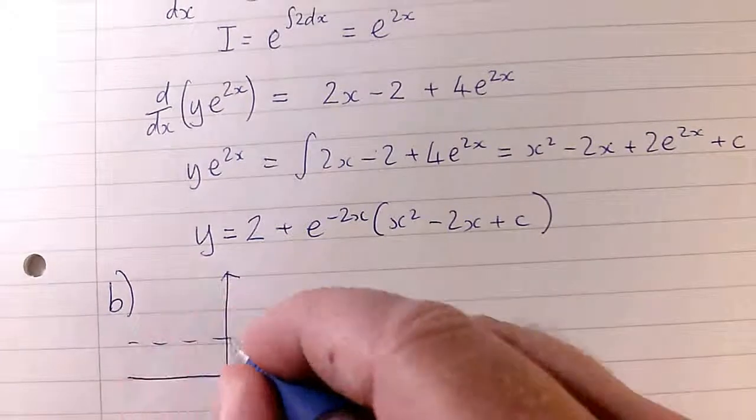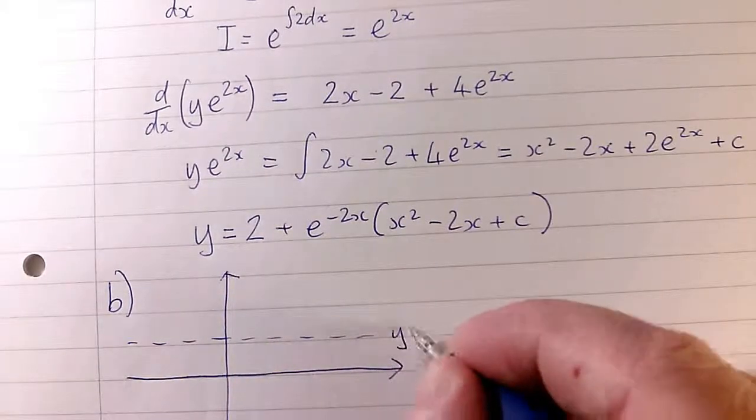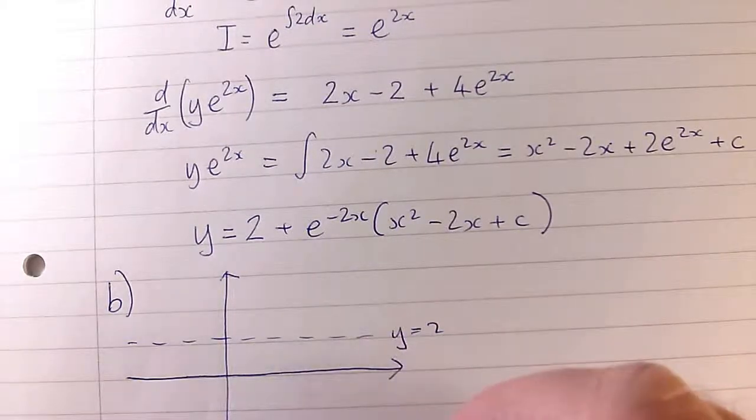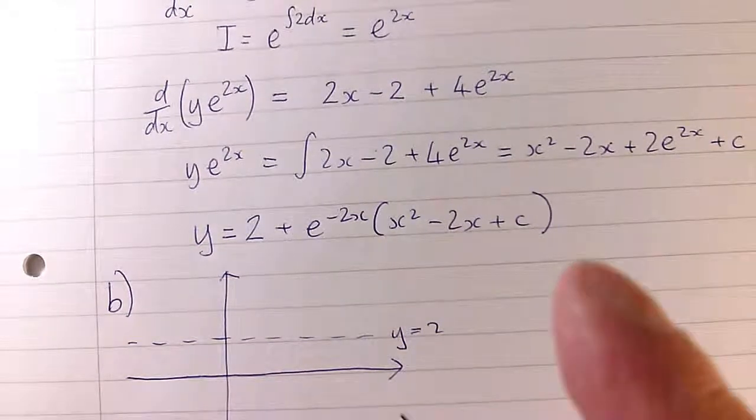So the asymptote is going to be y equals 2, because when I'm over here, for large positive values, I'm going to be close to this. So I'm going to state my asymptote is y equals 2. I'll state that at the end. That's only 1 mark.